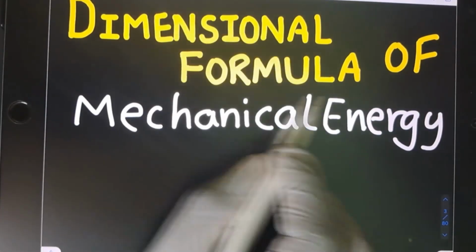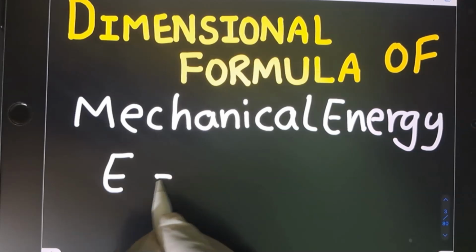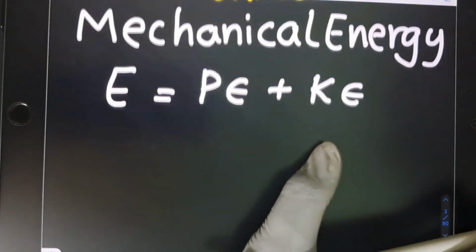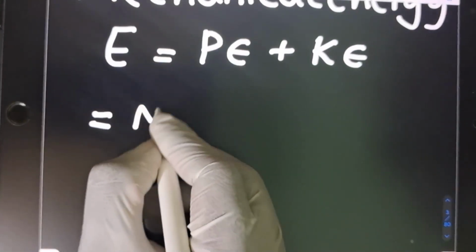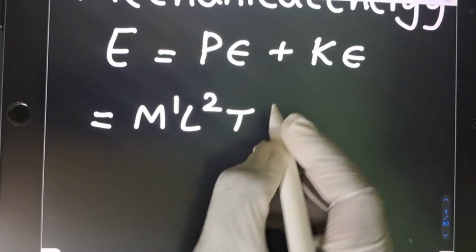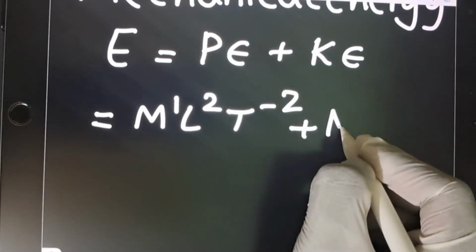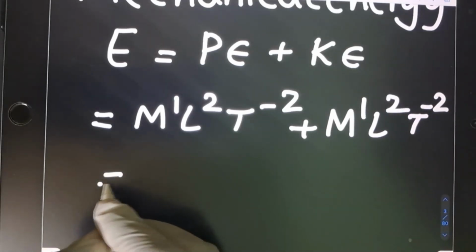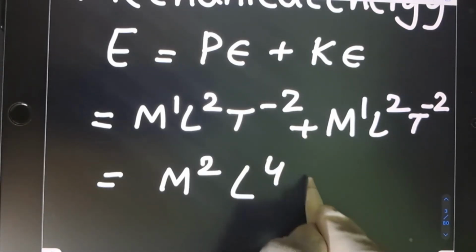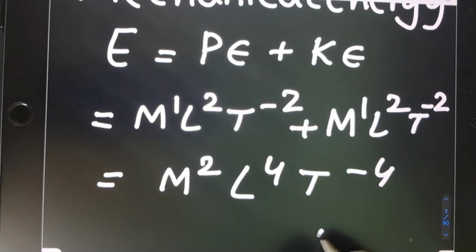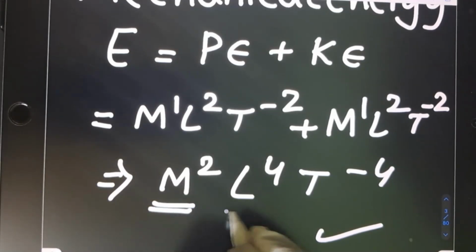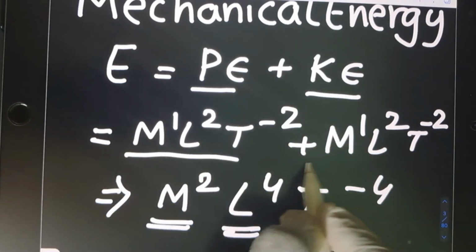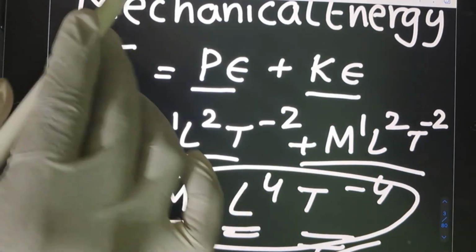To find the dimensional formula of mechanical energy, E is equal to potential energy PE plus kinetic energy KE. We should know the energies' dimensional formula first. Potential energy is M power 1, L power 2, T power minus 2, plus kinetic energy also the same, M power 1, L power 2, T power minus 2. So we get M power 2, L power 4, T power minus 4. This is the dimensional formula of mechanical energy, potential energy plus kinetic energy, and energy is M power 1, L power 2, T power minus 2.